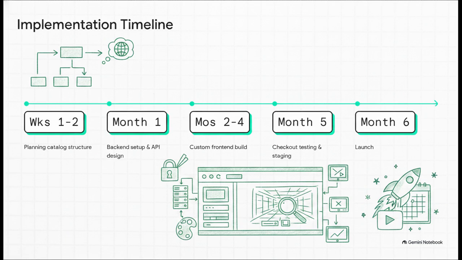The real bulk of the project, usually months 2 through 4, is spent actually building out that highly custom front end. And finally, you have to dedicate month 5 to setting up staging environments and really testing those full checkout flows across all your channels before you can safely launch in month 6.